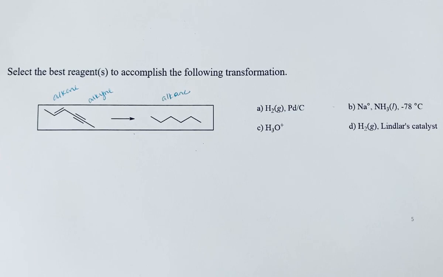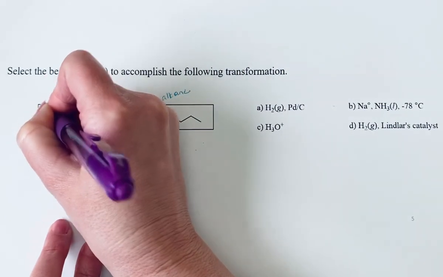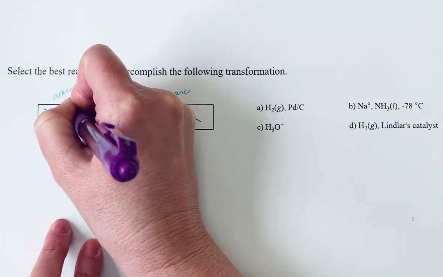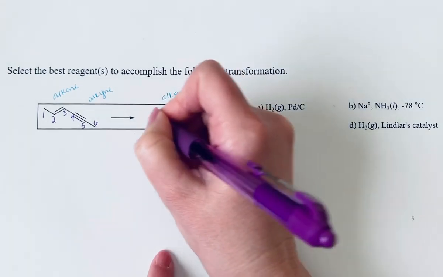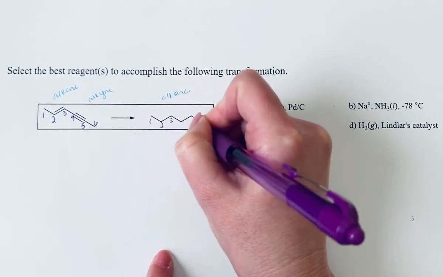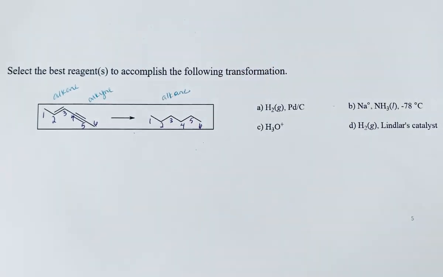We should also count the carbon atoms to see if we have the same chain length. So we have 1, 2, 3, 4, 5, 6 carbon atoms in the starting material, and 1, 2, 3, 4, 5, 6 carbon atoms in the product. So we haven't changed the carbon skeleton. What we have changed is the saturation of hydrogen. So we have added hydrogen to this molecule.